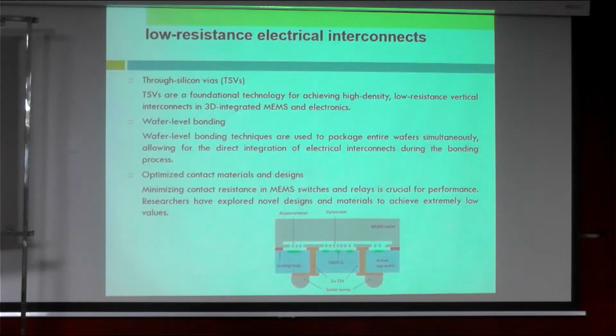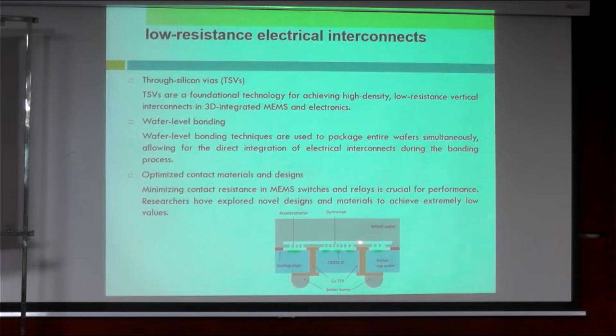And through silicon via, I keep telling about through silicon via. Through silicon via is a foundation technology for achieving high density, low resistant vertical interconnects in 3D integrated MEMS and electronics. Here is the example with copper. For example, you have your MEMS wafer on top, then you have your CMOS IC at the bottom, then you have a solder bump to connect to another maybe PCB or another chip.